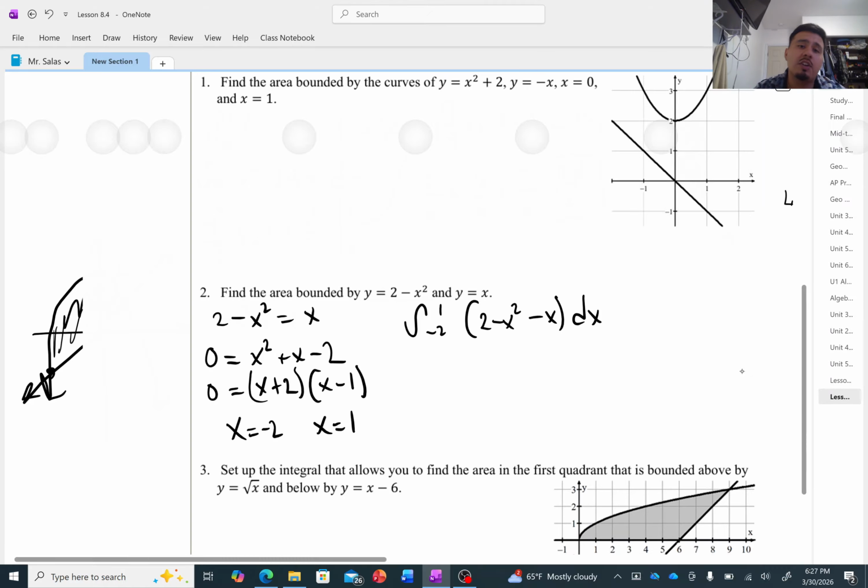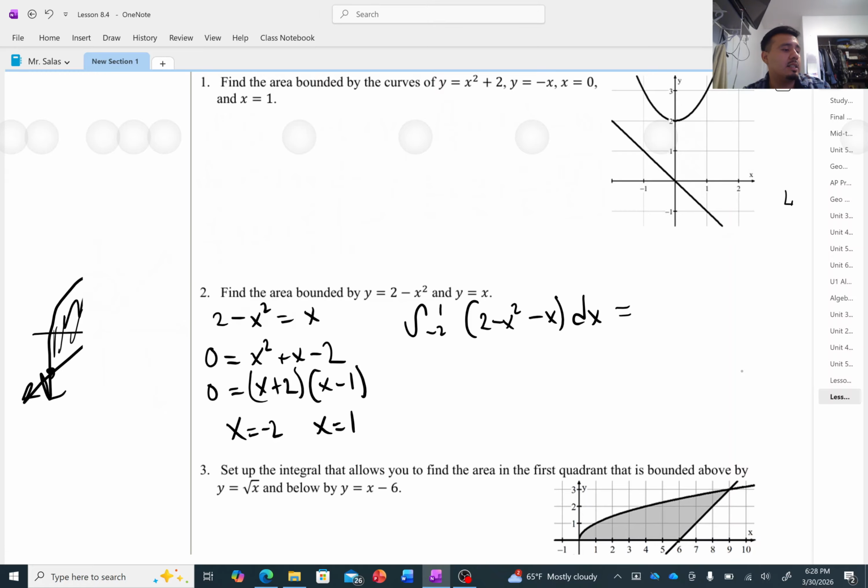All right, from here, I just evaluate it. You know how to do this on your calculator. So I want you to grab your calculator and practice typing the integral. So the integral between -2 and 1 of my function 2 minus x squared minus x dx. Type that in, evaluate it, and you should get, what do I get, y'all? What do I get?